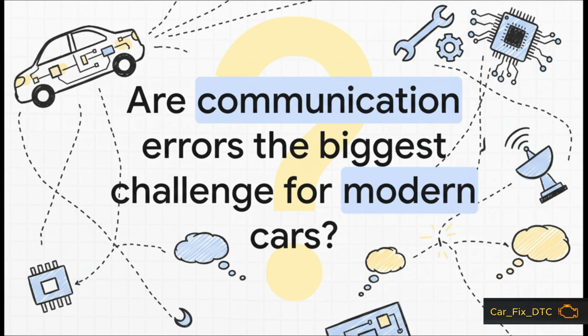And that really leaves us with a final thought, doesn't it? This U0402 code is a perfect snapshot of how complex modern cars have become. It's not just about wrenches and spark plugs anymore, it's about networking and data. So, as our cars get smarter and more connected, is making sure all those computers can talk to each other without any glitches becoming the single biggest engineering challenge of all? It's something to think about.